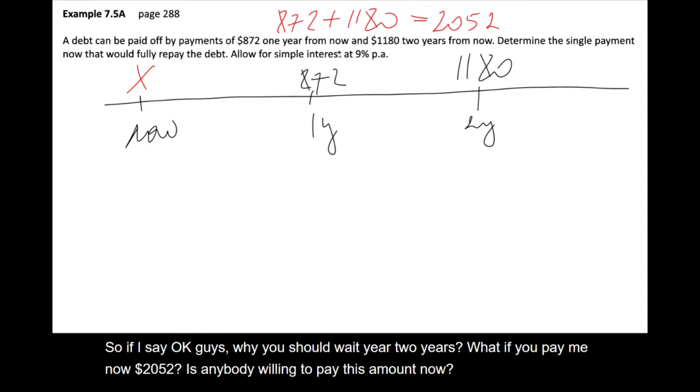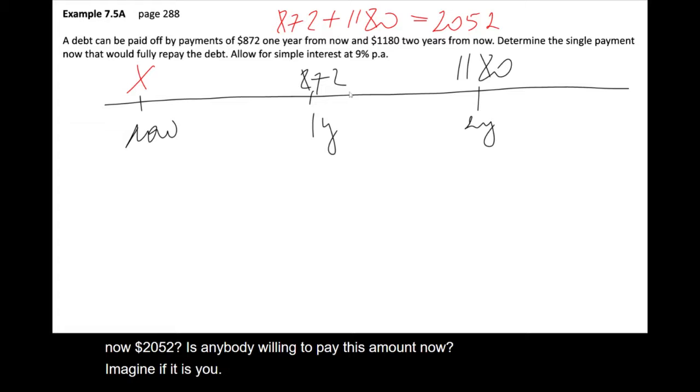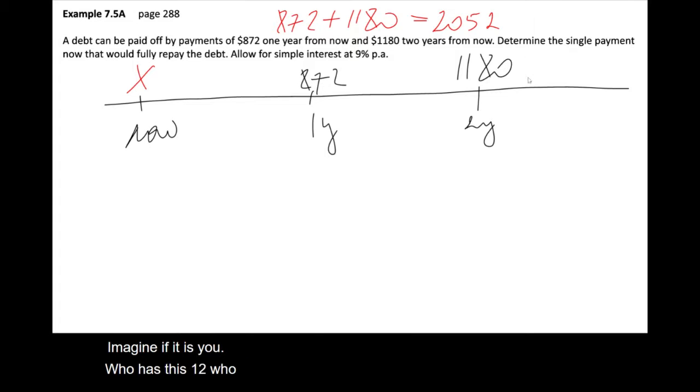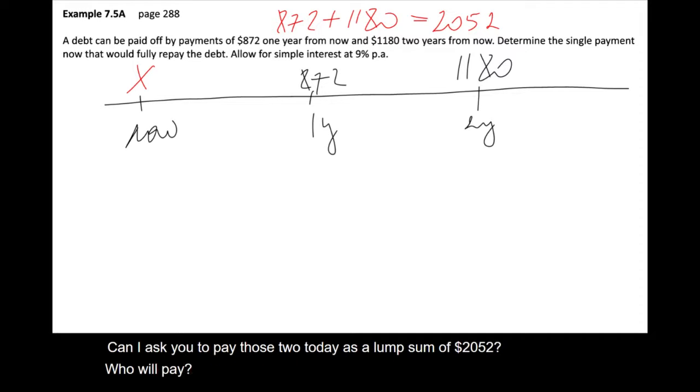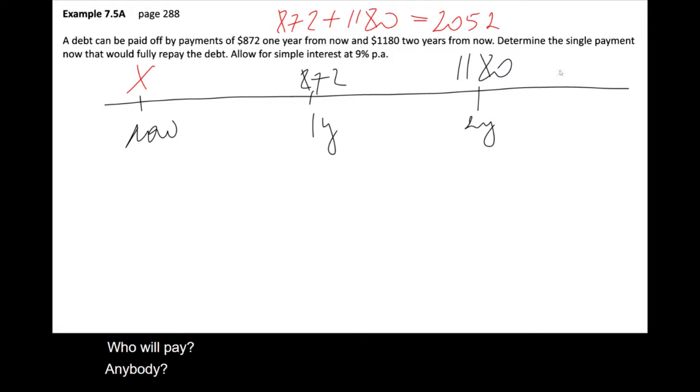Imagine if it is you who has these two outstanding balances in the future, and I ask you to pay those two today as a lump sum of $2,052. Who will pay? Anybody? Not me. Why? Because I could do it in twos, right? I could do it in one year, and then the second year I pay the rest.